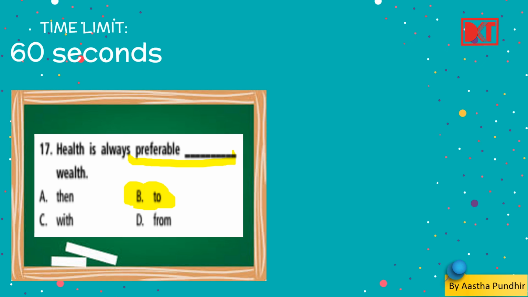You know, when you prefer something over something else, you prefer something to something else. Like health is always preferable to wealth, which means health is preferred more than wealth. All right, so it's a phrase, preferable to.